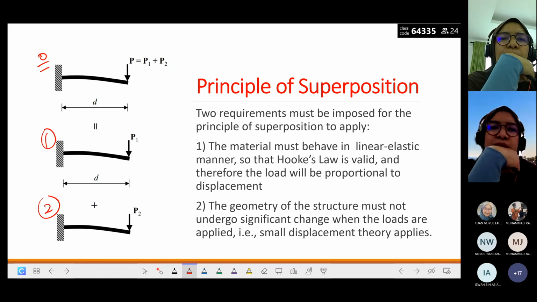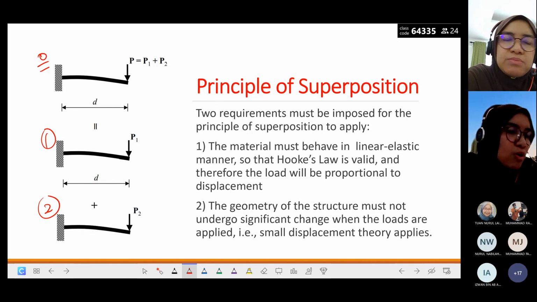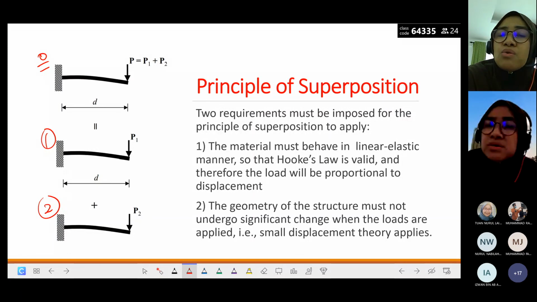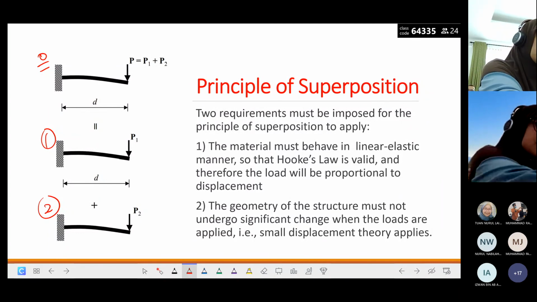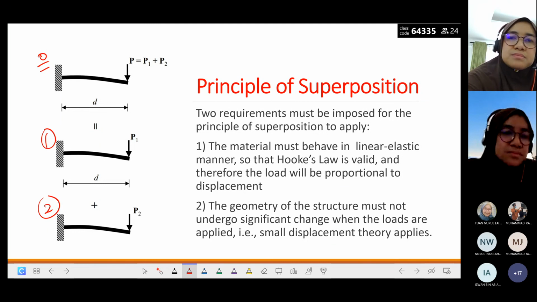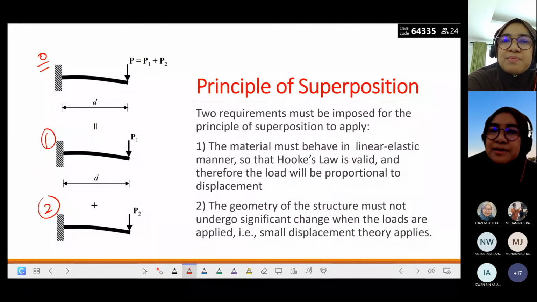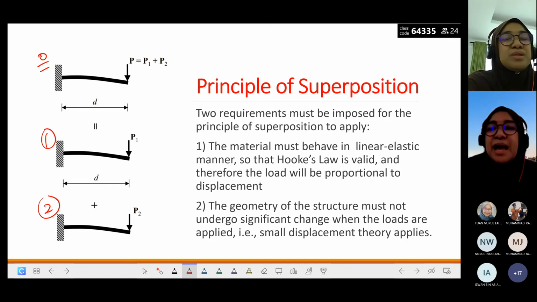Are you coming from diploma or matriculation? Diploma. So have you heard about Hooke's law? Hooke's law, do you know Hooke's law? Forgot, doctor. Know but forgot. Do you remember there was a lab when you studied in diploma called the tensile test, remember? Remember. The tensile test that uses the UTM machine.